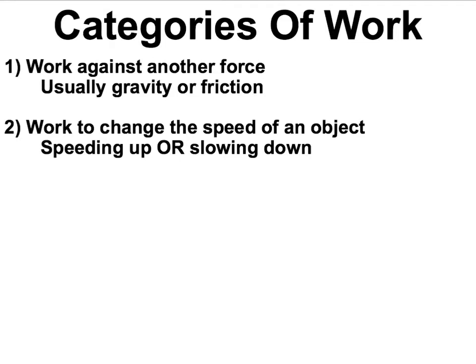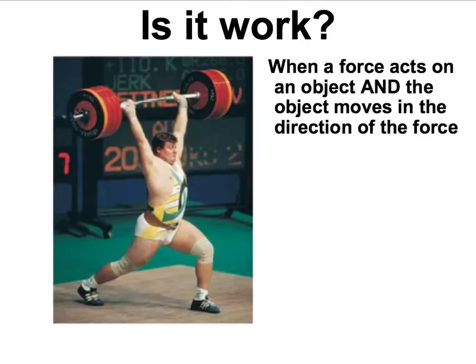Work typically falls into two different categories. First, work going against some other force, like gravity or friction, which we saw in the case of the man moving the box, or work to change the speed of an object, that object speeding up or slowing down, which you could say is a good case in the case of the cart. Now let's check out some examples.